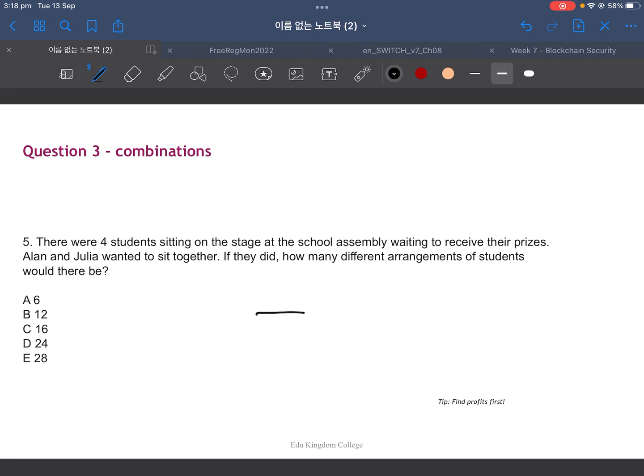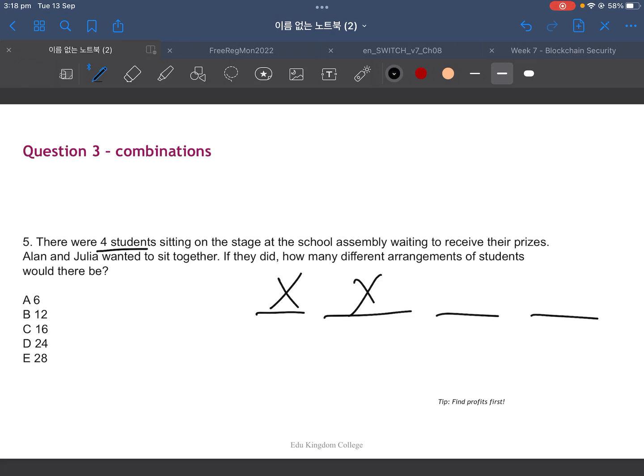Now, I imagine an assembly looks like this with 4 seats, right? All facing the audience. If 2 students, Alan and Julia, want to sit together, that means 2 of these seats at one time wouldn't be available to the 2 other students, right? So there's 4 students, excluding Alan and Julia, there's 2 other students, right, guys? So those 2 students only have 2 seats to choose from.